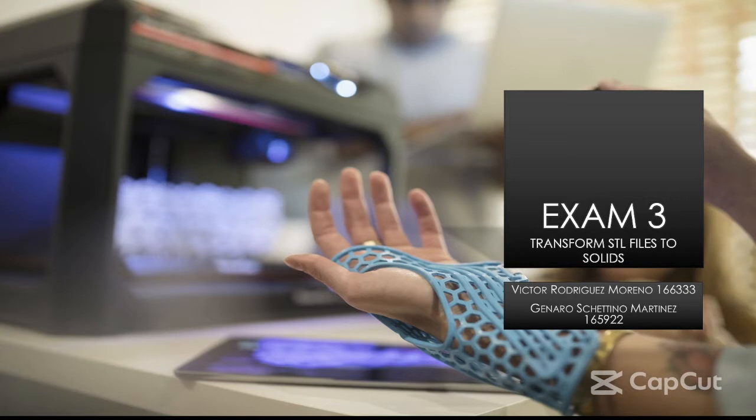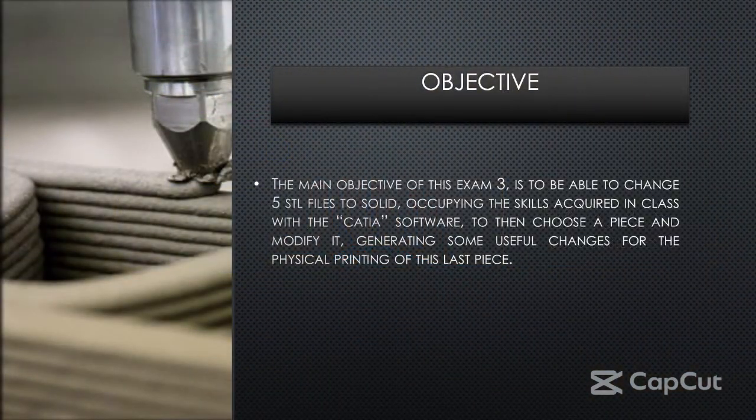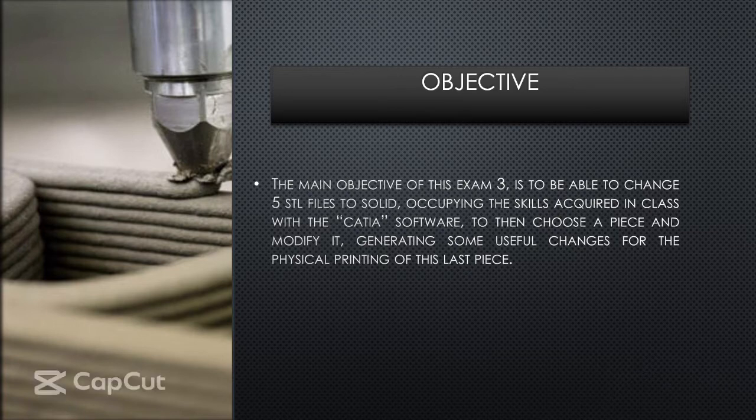In this advanced manufacturing subject, the main objective of this exam 3 is to be able to change 5 STL files to solid ones. So in that case, we can apply the skills acquired in class with the software CATIA to then choose a piece and modify it, generating some useful changes for the physical printing of the piece. In addition, we can improve our design skills in CATIA and also acquire new skills in 3D printing.